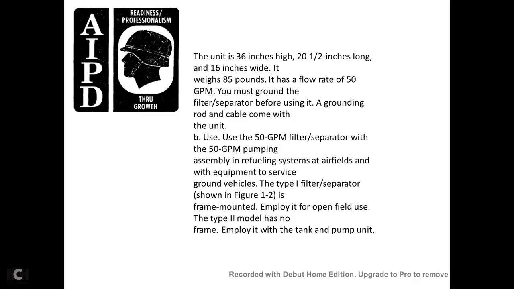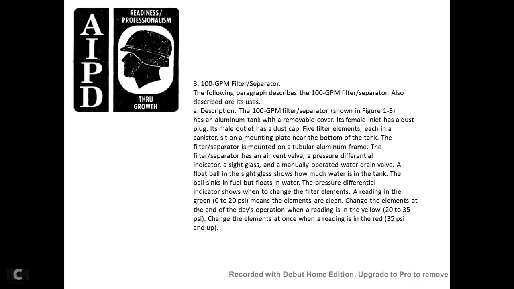The type 1 model is frame mounted for open field use; the type 2 model has no frame and employs the tank with the pump unit. 300 gallon per minute filter separator. The following paragraph describes the 100 gallon per minute filter separator.